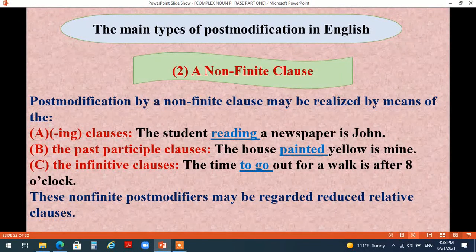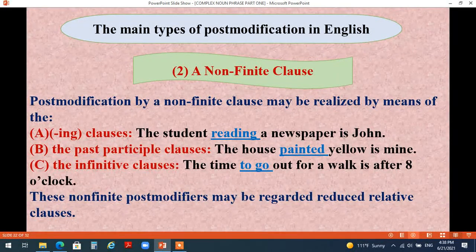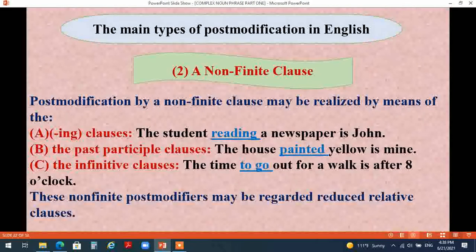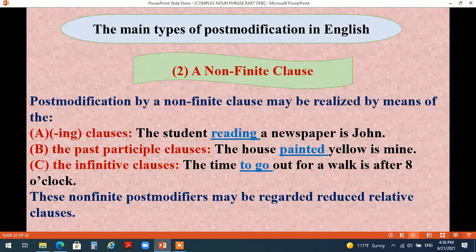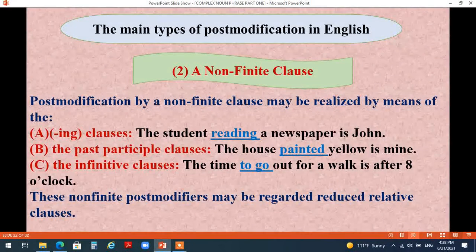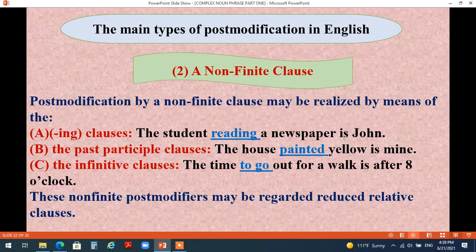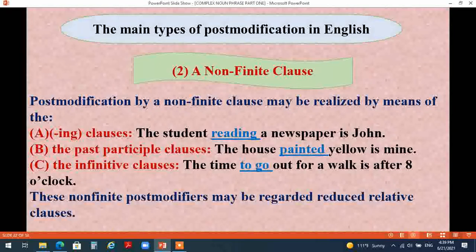These non-finite post-modifiers may be regarded as reduced relative clauses. ممكن إنه نعتبر هذه الأمثلة أو هذا النوع اللي هي non-finite clauses هي عبارة عن relative clauses وحذفنا بيها ال relative pronoun والفعل المساعد. يعني بدل أن نقول the student reading a newspaper ممكن أن يكون الجملة الأصلية هي the student who is reading or who was reading. The house painted ممكن أن يكون أصل الجملة هو the house which was painted. فممكن أن نعتبرها reduced relative clauses.